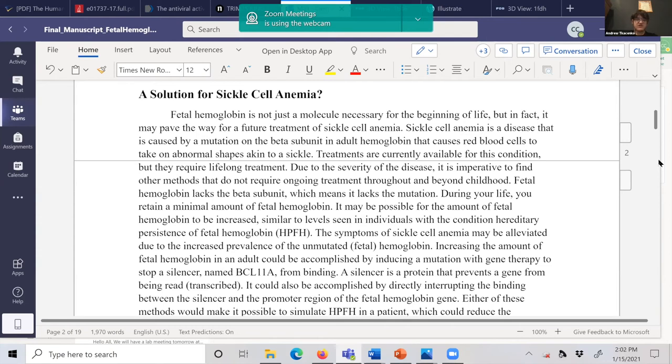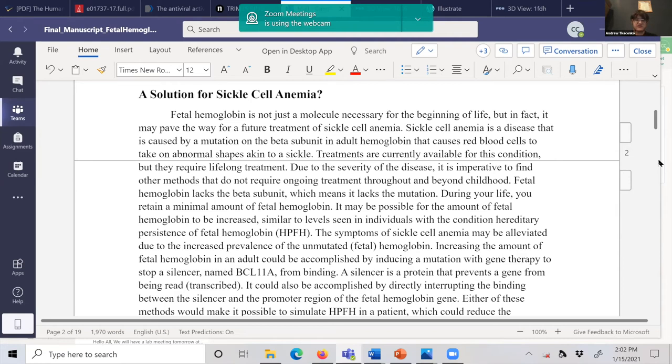During your life, you retain a minimal amount of fetal hemoglobin. It may be possible for the amount of fetal hemoglobin to be increased, similar to levels seen in individuals with the condition hereditary persistence of fetal hemoglobin, otherwise known as HPFH. The symptoms of sickle cell anemia may be alleviated due to the increased prevalence of the unmutated or fetal hemoglobin.